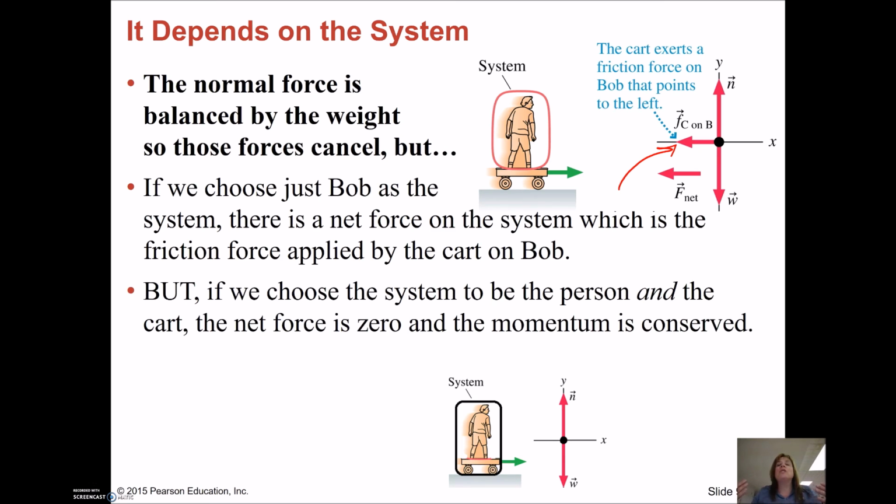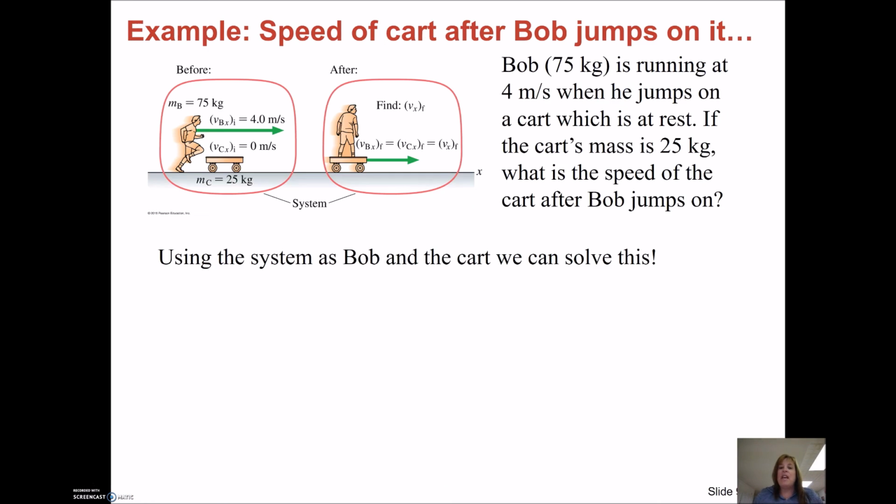However, if we choose the system to be Bob and the cart together, and I draw a free body diagram, I get the weight of Bob and the cart down, the total weight of the system down. I get the normal force up, which is the force of the road or whatever he's on, up on Bob and the cart. And there are no horizontal forces now, no external forces, because all those forces are internal. And now momentum is conserved. So I can say that the initial momentum of Bob and the cart before is equal to the final momentum of Bob and the cart after. So let's use Bob and the cart as a system.